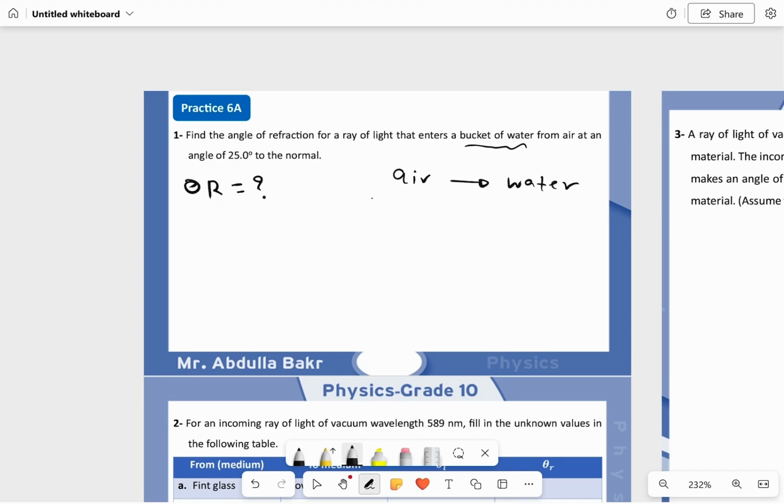Now the first medium becomes Ni, the second medium becomes Nr. If you go back to the table of indices of refraction, you will see that Ni is equal to 1 for air, and N for water is equal to 1.333. It needs theta r. The angle of incidence is equal to 25. Now let's find theta r.